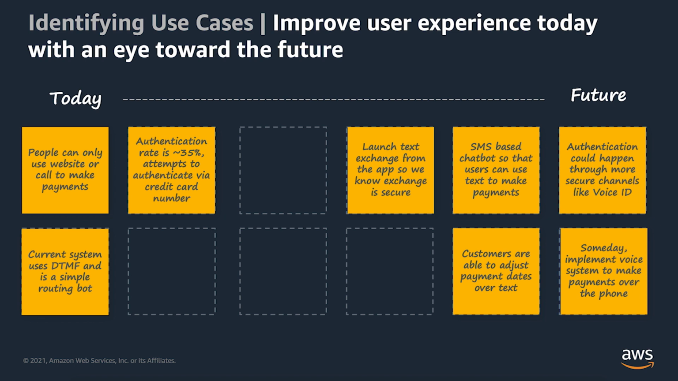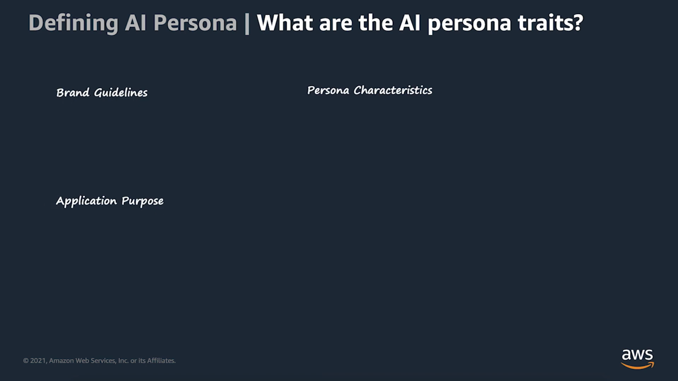All right, so before we do that, let's talk about defining the AI persona. The AI persona is who your bot is. So when people interact with your bot, it should reflect some of your brand guidelines and make it kind of a cohesive experience for your whole enterprise. So do you want to give me some keywords for your brand guidelines?